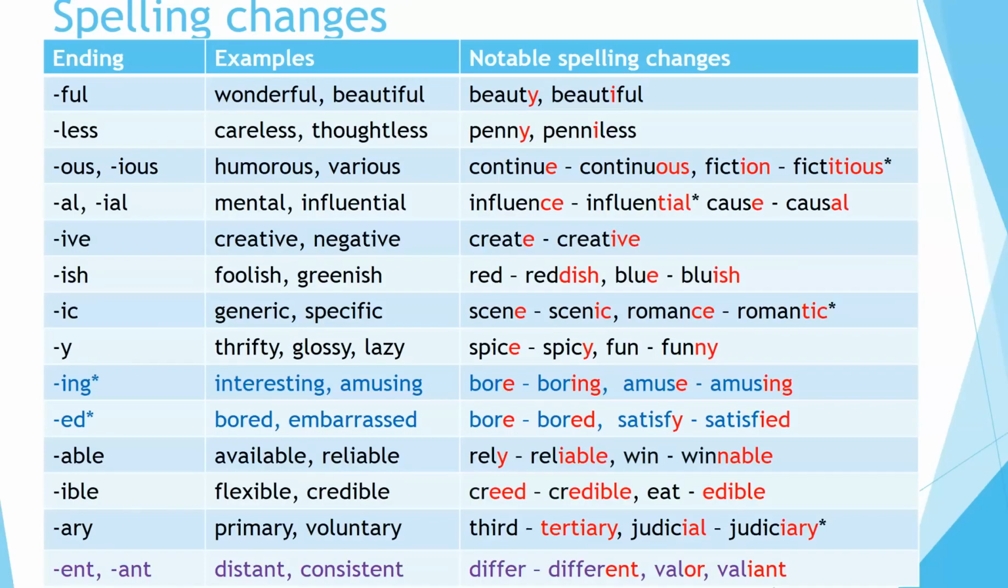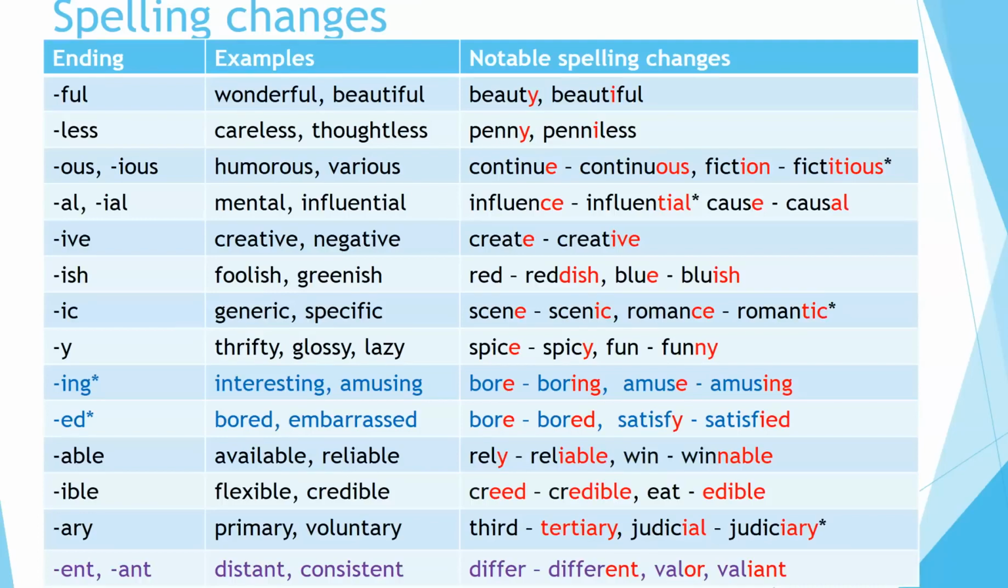Full: wonderful, beautiful. With wonderful, the original word does not change. With beautiful, the noun beauty ends with a Y. We need to change the Y to I before adding the FUL ending. Careless, thoughtless, no change in the ending here. Penny ends in a Y. The Y changes to an I before we add the LESS. Penniless.